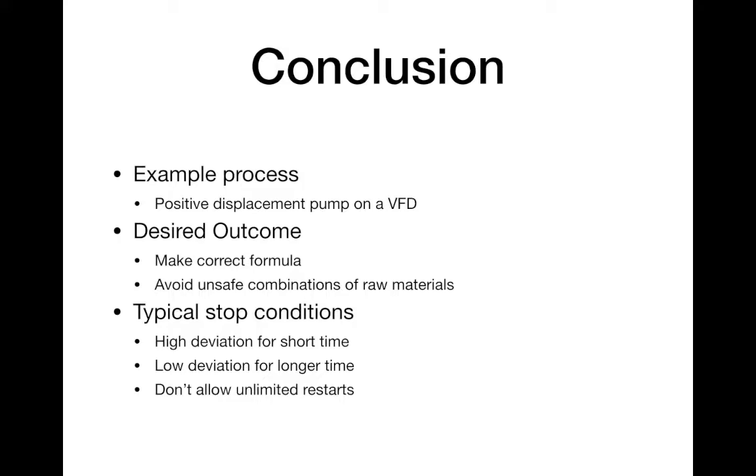So that's really it. Today we've gone through our example process where we're working with a positive displacement pump on a VFD. We talked about that it's very important that we're making the correct formula. We're avoiding unsafe combinations of raw materials. And we spent most of the time going through our typical stop conditions, a plus or minus 30% for 5 seconds and a plus or minus 5% for 30 seconds. I think I said that backwards. We talked about having a plus or minus 30% for 5 seconds and a plus or minus 5% for 30 seconds. And those are the 80%. Those are the 80 for the 20 in terms of most important to implement.